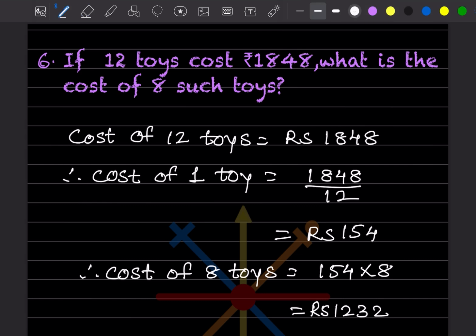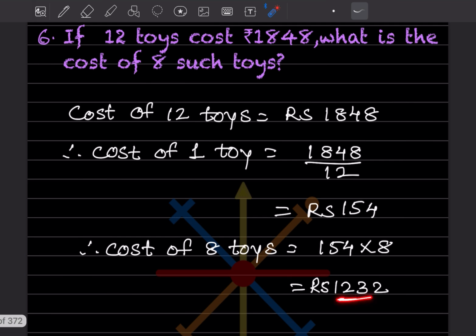So now here, we want the cost of 8 such toys. So now cost of 8 is good because one toy is 154. So 8 toys is going to be 154 multiplied by 8. So that is going to be rupees 123.